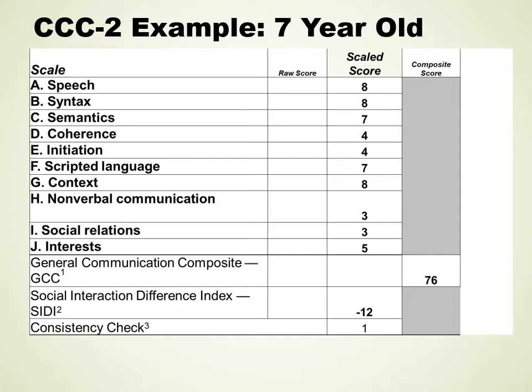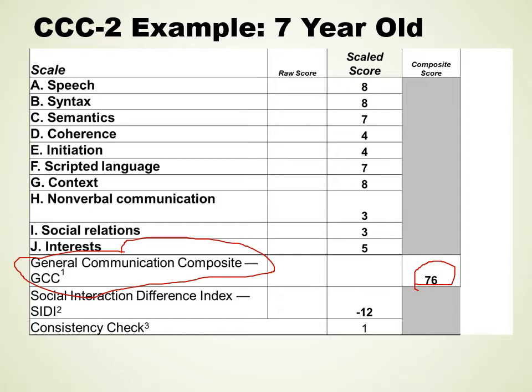The main score of interest is the General Communication Composite score, or the GCC. When you look inside the examiner's manual, you'll find that the best combination of sensitivity and specificity for identification of a language impairment is a GCC score of 85 or lower. This student has a score of 76, so this clearly suggests a communication impairment.